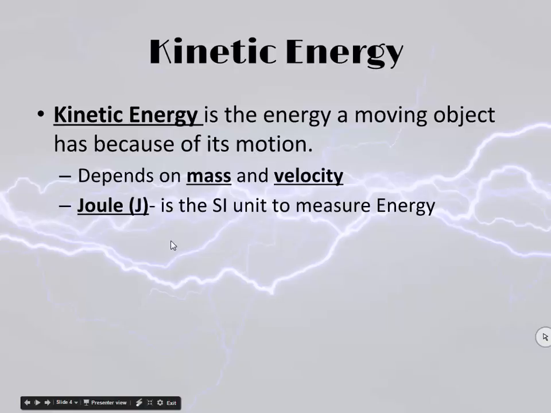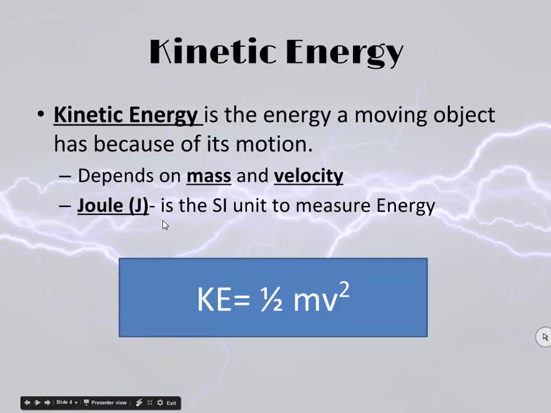And for energy, we have a new unit, which is called the joule. It's a capital J again because it's named after a scientist. It's the SI unit to measure energy. So all the forms of energy we're going to be talking about are going to be measured in joules, capital J. Now we can calculate kinetic energy using this equation.